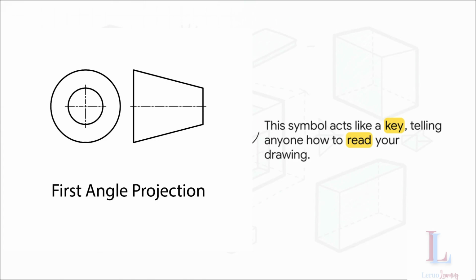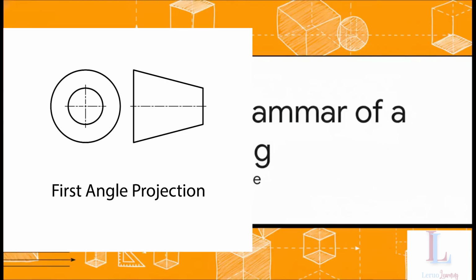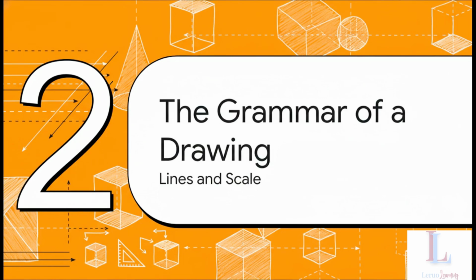They look for this little symbol. Think of it as the Rosetta Stone for the drawing. It instantly tells anyone, anywhere in the world, that this is a first angle projection and exactly how to read it. But just like any language, this one has its own grammar. It's not just about what views you draw, it's how you draw them. The types of lines you use and the scale you draw to, well, they carry a ton of essential meaning.